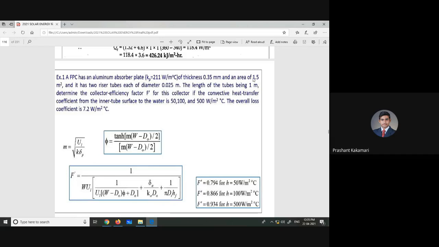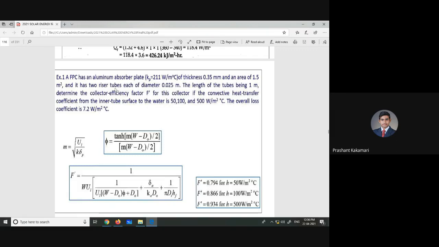So an area of 1.5 meter square is given. It may be 1.5 by 1.5, correct? Or as per this meter square, you can take any length and width. That is also possible. And it has two risers, two riser tubes. Riser tube is nothing but the water heating tubes inside the flat plate.